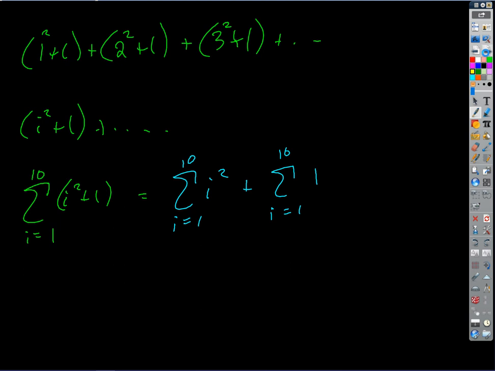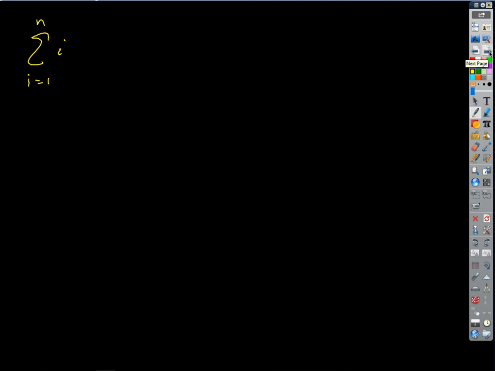Okay, so what about this? What's the sum of i from 1 to n? Okay, let's just, how about if we make a little table and see if we can come up with a formula based on the table. This is an inductive process. So this is just going to equal 1 plus what? 2 plus 3, 4, 5.